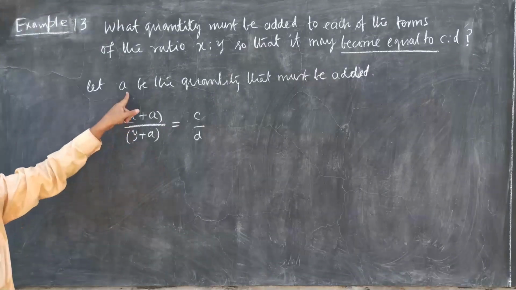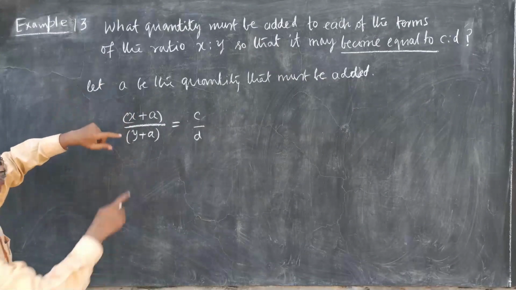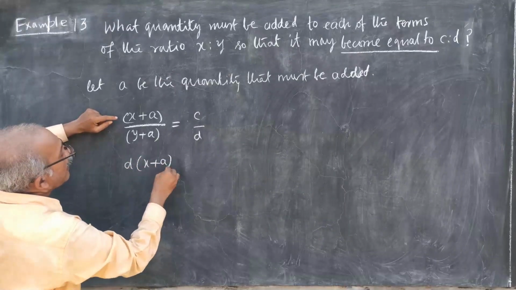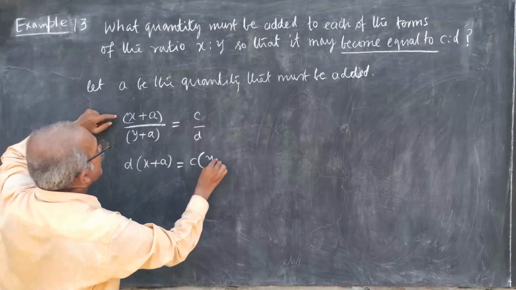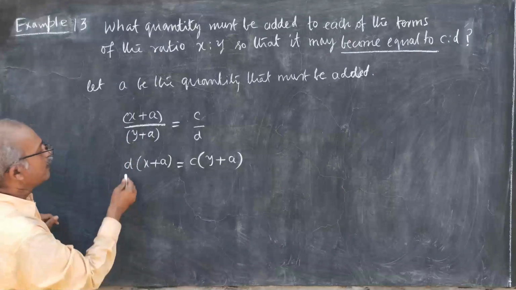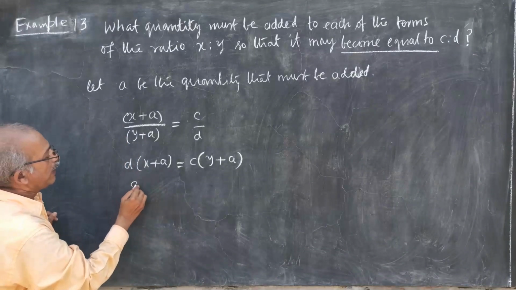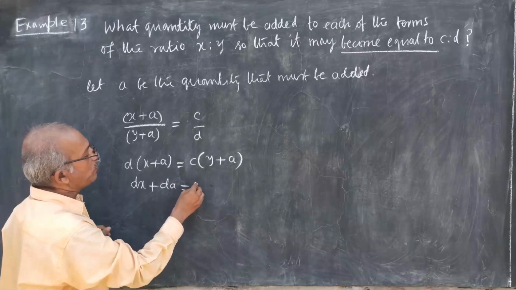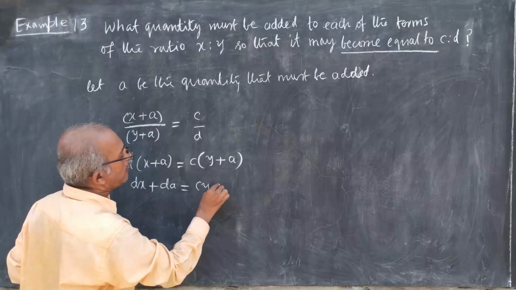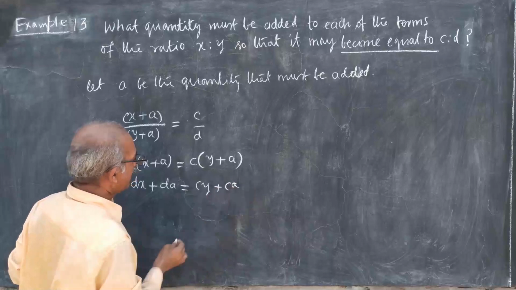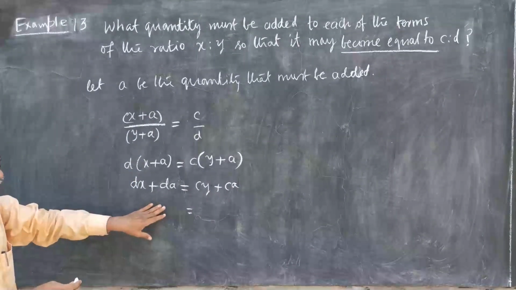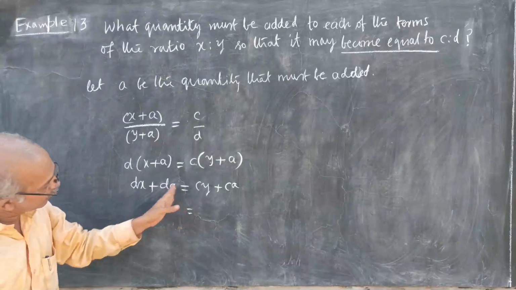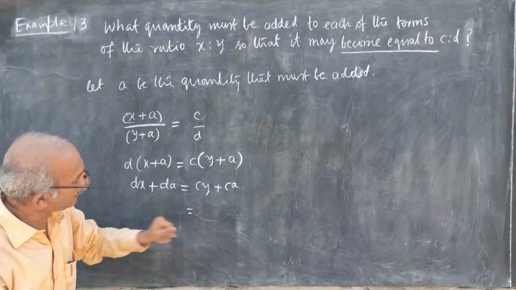Now my object is to find the formula for a. So we shall cross multiply. So d into (x plus a) is equal to c into (y plus a). Now apply the distributive law. D into x, dx, plus d into a, da, is equal to c into y, cy, plus c into a, ca. Now we shall bring all the terms containing a to the left hand side, and all the terms not containing a to the right hand side.